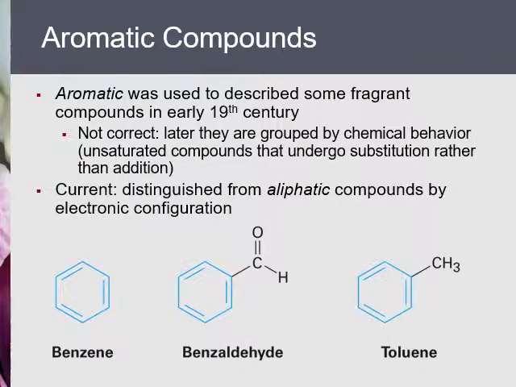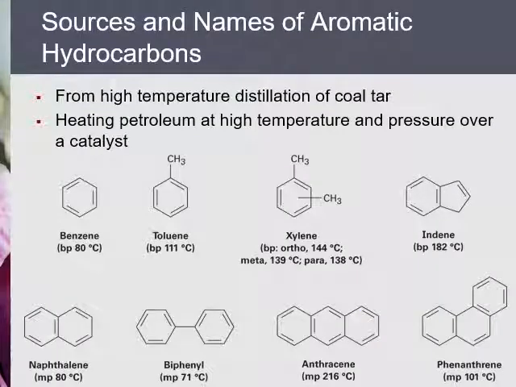Aromatic was first used to describe some fragrant compounds in the early 19th century, and nowadays aromatic compounds refer to those compounds that have certain properties that we are going to talk about in this chapter. Here are some examples of aromatic hydrocarbons.